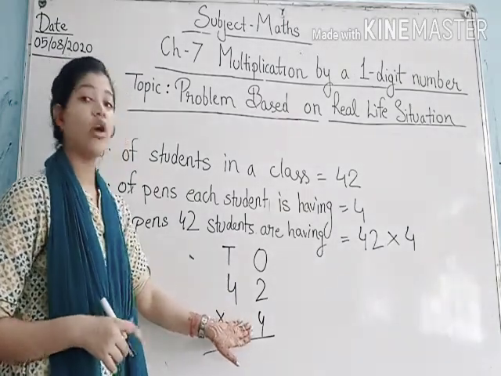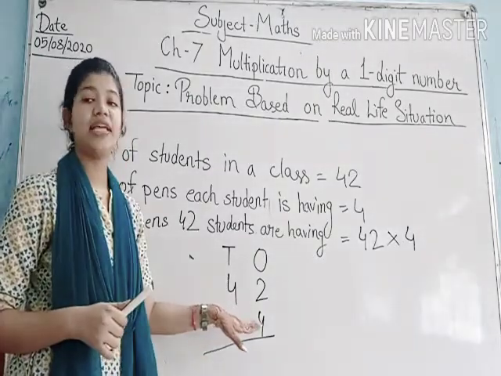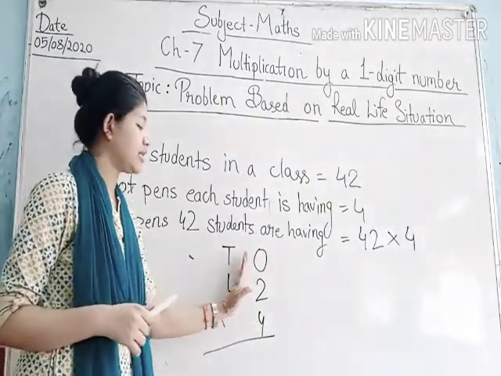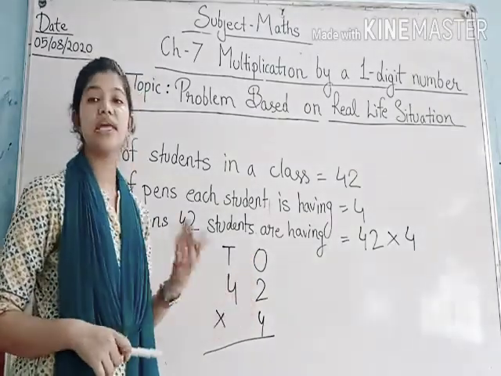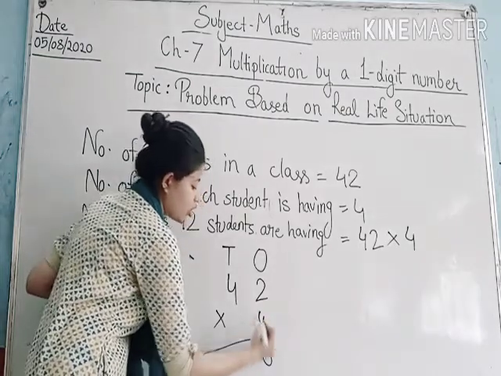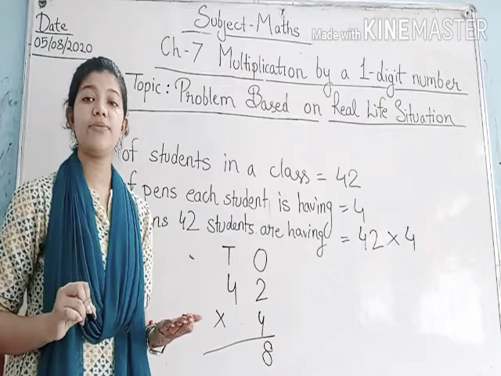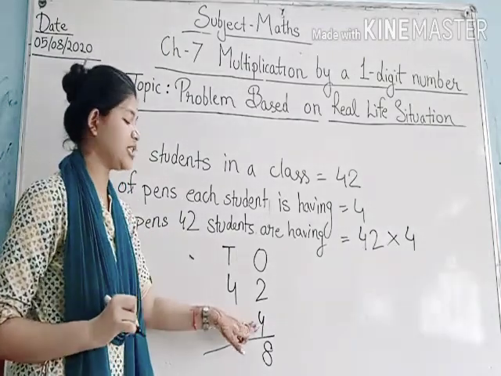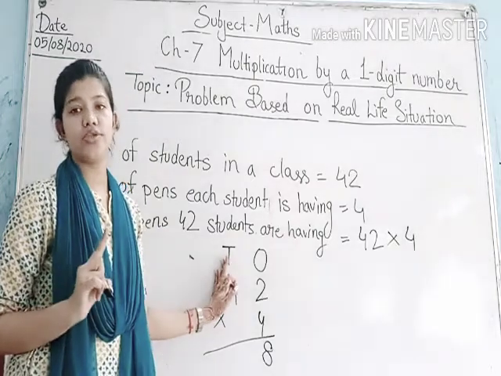Now 4, how will we multiply? We will multiply the second factor with the first digit of the first factor. So 4 2s are 8. So we will write 8 under the column of ones. Okay, now what is our next step? Our next step is to multiply the second factor with the tens digit of the first factor.